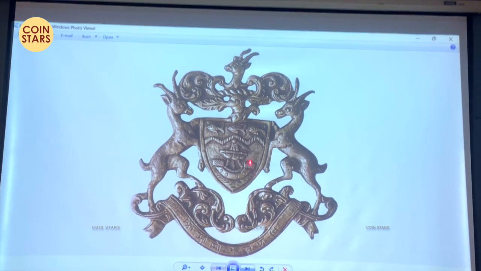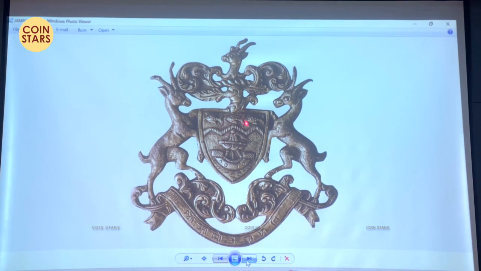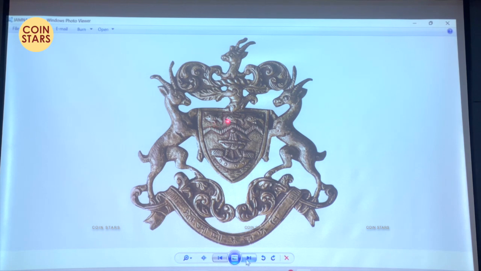This is Nawanagar, what is now Jamnagar. We have these three fishes here. Again, Jamnagar is a port, and two deers here. Even here, head of the deer is there.